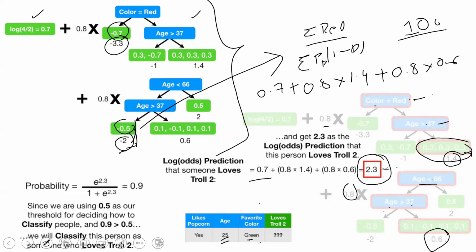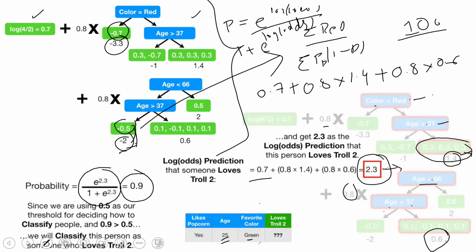And if you want to calculate the probability of this, again use the formula: how do we calculate the probability from log of odds? E to the power of log of odds by 1 plus e to the power of log of odds. This is how we calculate the probability. So from the log of odds, you are calculating the probability 0.9. So the probability for this record is 0.9, and we have this threshold set to 0.5. As 0.9 is greater than 0.5, we are predicting that this person loves Troll 2. So that is how you do the classification using gradient boost.